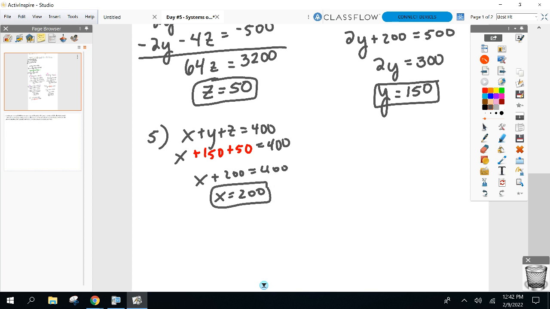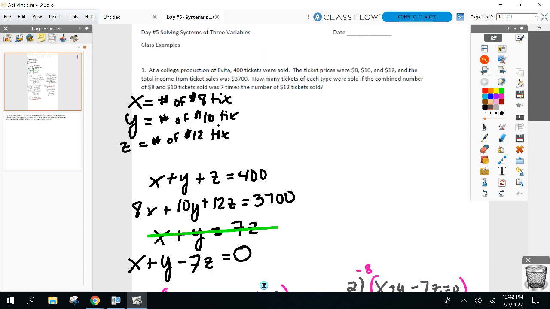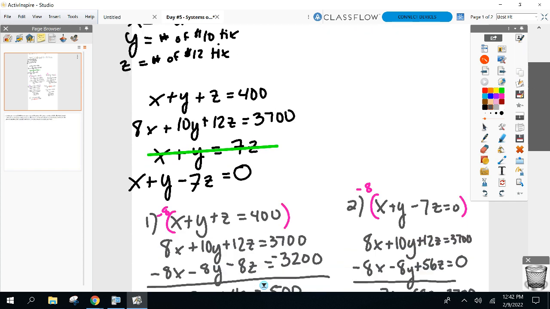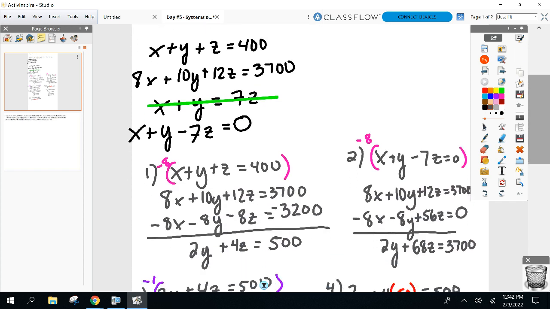So how do you decide which of them to do in the beginning? Like in step 1 and 2. It's your choice, it's free choice. There are 3 equations. You pick 2 of them and you decide which variable you're going to eliminate. And then you pick 2 more, but you have to eliminate the same variable.